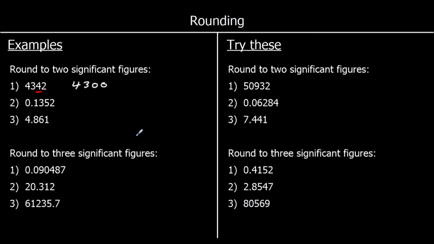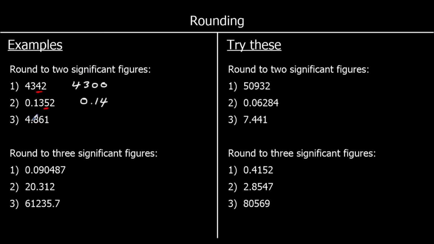Question 2. The first non-zero number is the 1. So that's the first significant figure. The second significant figure is the one after it. So we are now looking at the next digit, saying, is it 5 or above? It is. So we round up. So it becomes 0.14.